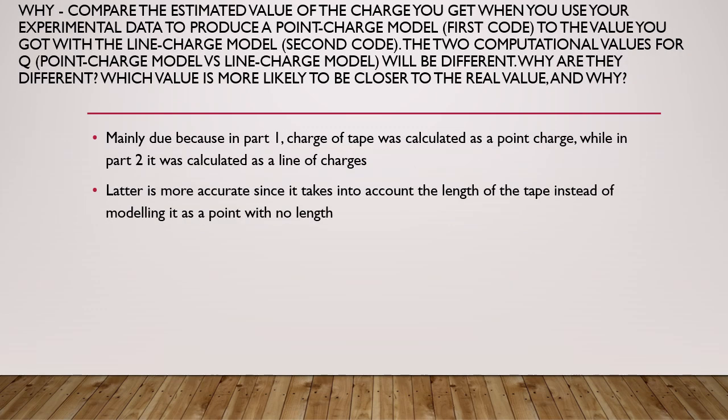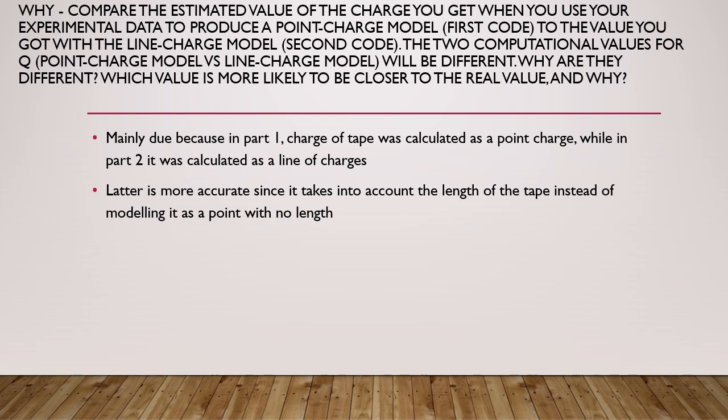So now for our why, this is basically comparing the estimated value of the charge with our experimental data to the value we got from the line charge model. So this is between the point charge and the line charge model, basically part 1 of the GlowScript code, part 2 of the GlowScript code.